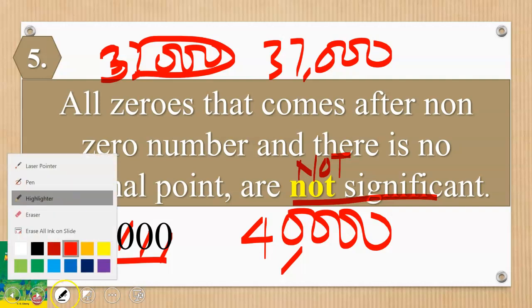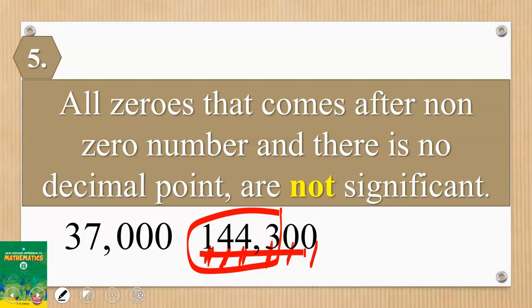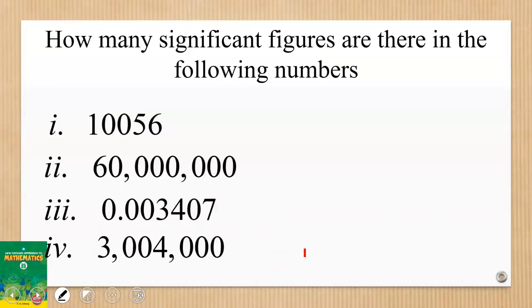So again, we can say 144,300 has 1, 2, 3, 4, 5, 6 digits, but it will have only 1, 2, 3, 4 significant figures. So if I ask you how many significant figures this one has, it's only 4, right? Then this one will have only 2 significant figures, even though it is 43 million. Now, I'm sure you've got a fair idea about the rule.